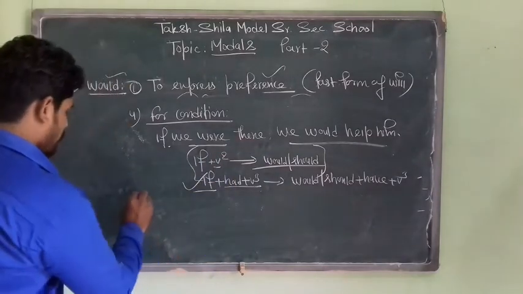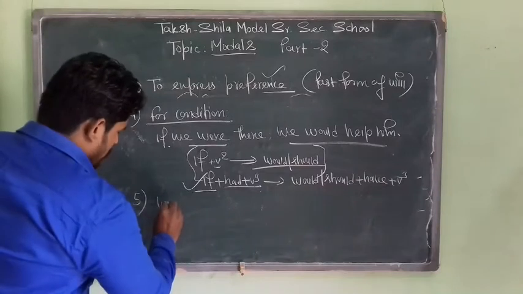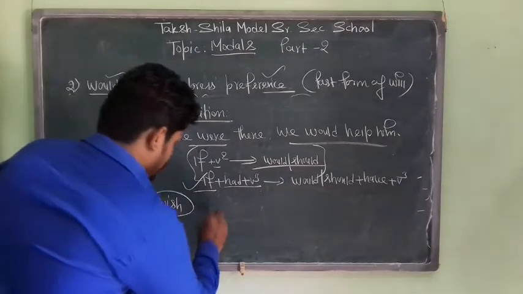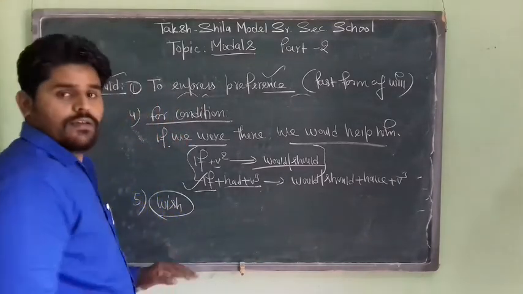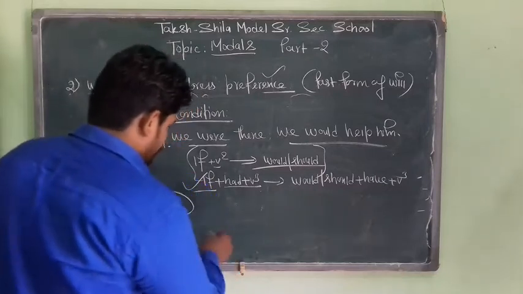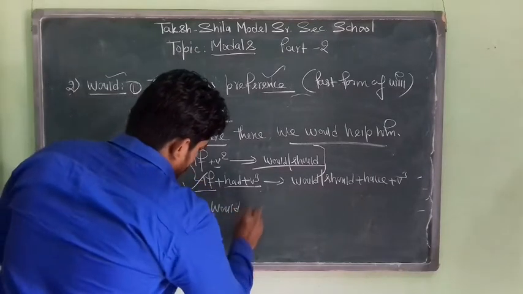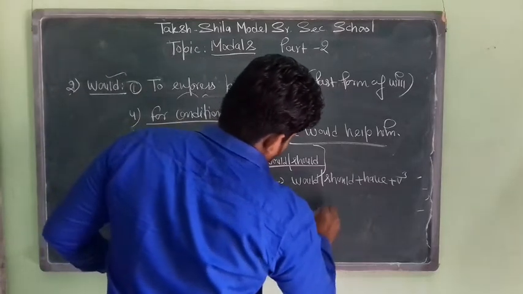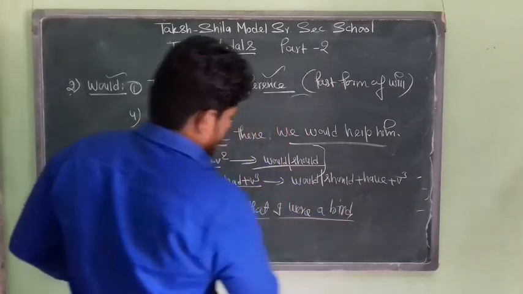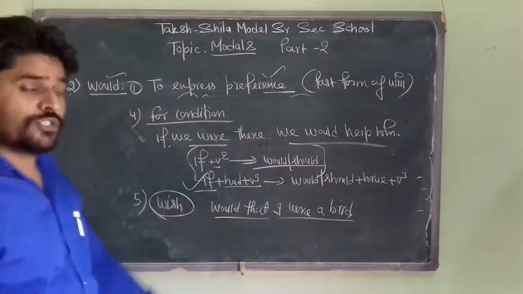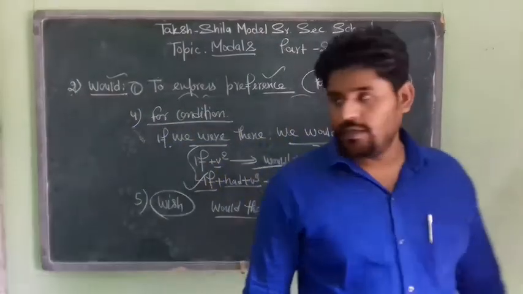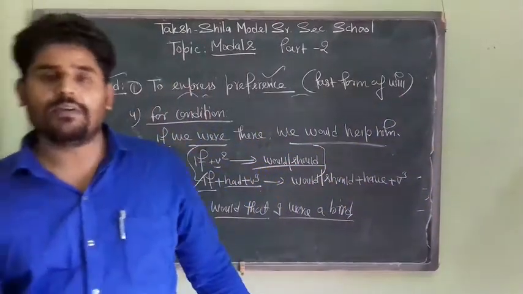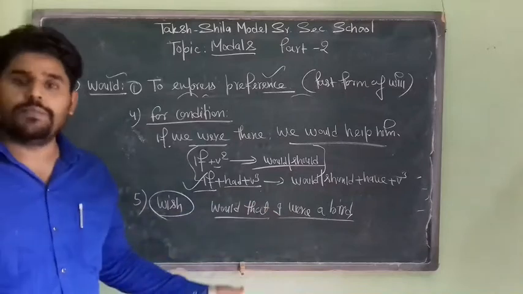Then there is the last use of would, and this last use expresses what? Wish. But make sure this wish is used in a specific case, and this specific case is would that. Means here the sentence begins with would. Would that I were a bird. This is unreal. This is the wish. So here the speaker wants to say would that I were a bird. Means he can never be a bird. It is just his wish. He is just imagining something.